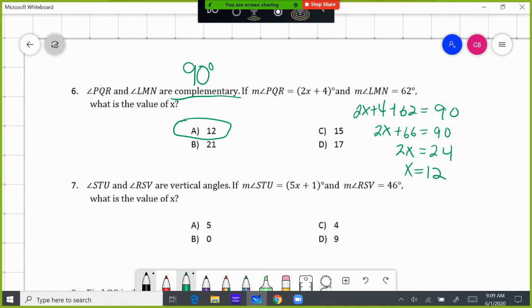Okay, next problem. Angle STU and angle RSV are vertical angles. So that means that vertical angles are congruent actually. So if STU is 5x plus 1 and RSV is 46, what is the value of x? So in this problem, the expressions are equal to each other. So 5x is equal to 45, x is equal to 9.